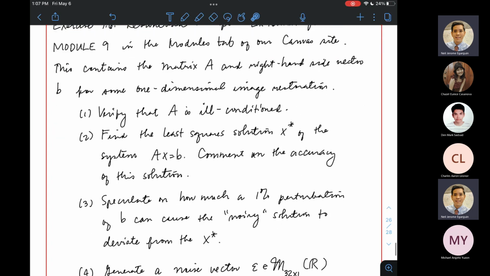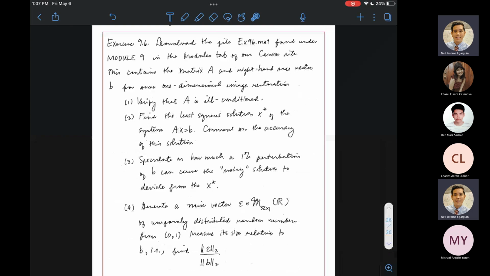So I just want you to explore or to redo what I did with the example. So tingnan nyo lang yung conditioning ng matrix A by looking for the condition number. So kunin nyo lang yung cond(A) kay MATLAB, bibigay niya malaking number. Tapos hanapin yung least square solution. Okay, Ax equals b, least square solution. Tapos gaano kaganda. Compute nyo lang yung residual norm doon.